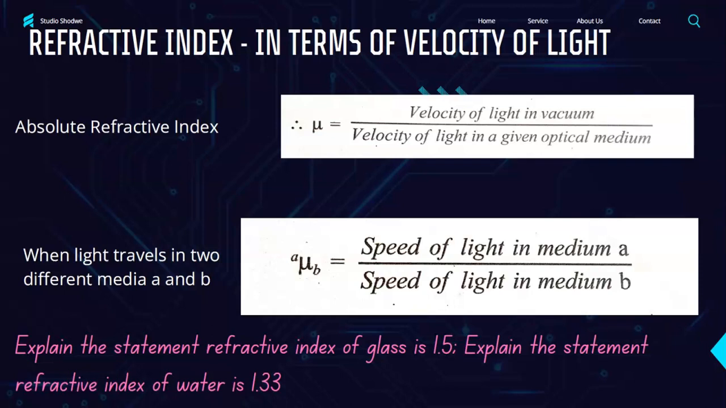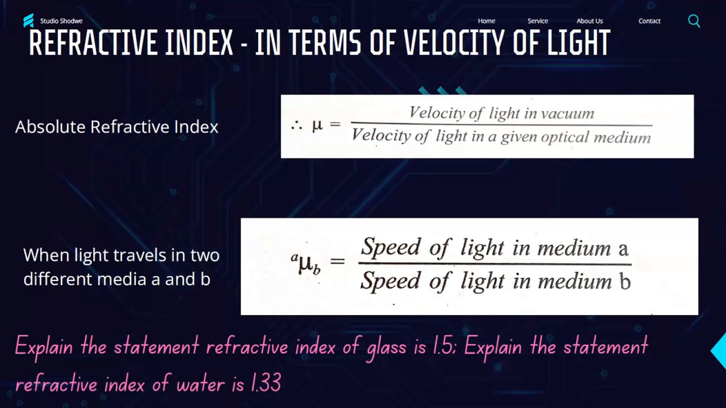We can also define refractive index in terms of velocity of light. The very first equation for refractive index that we got from Snell's law was mu is equal to sine I upon sine R. This is a new equation that we are getting today. It is absolute refractive index. Again, mu is equal to velocity or speed of light in vacuum upon velocity of light in a given optical medium. We use the word absolute to show that the first medium is air or vacuum.